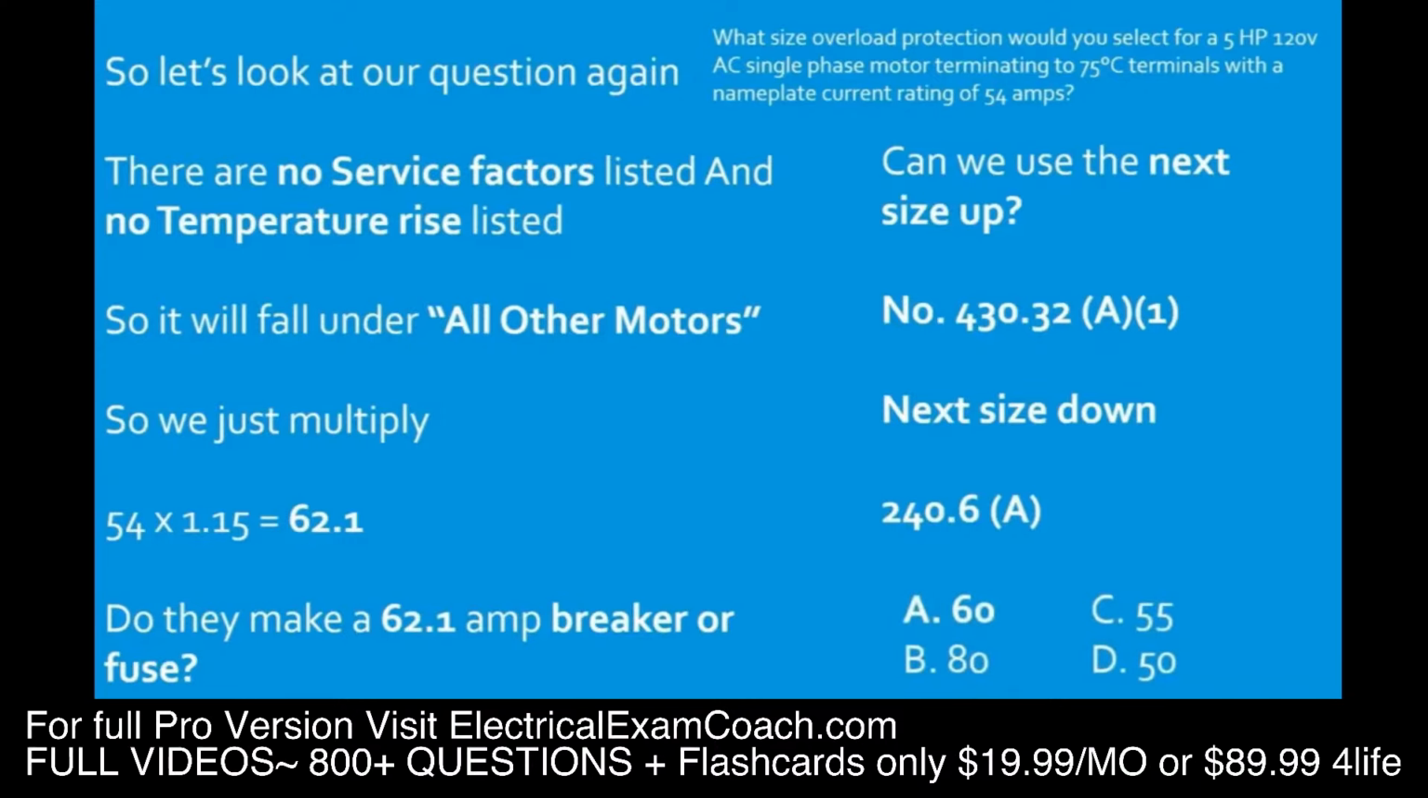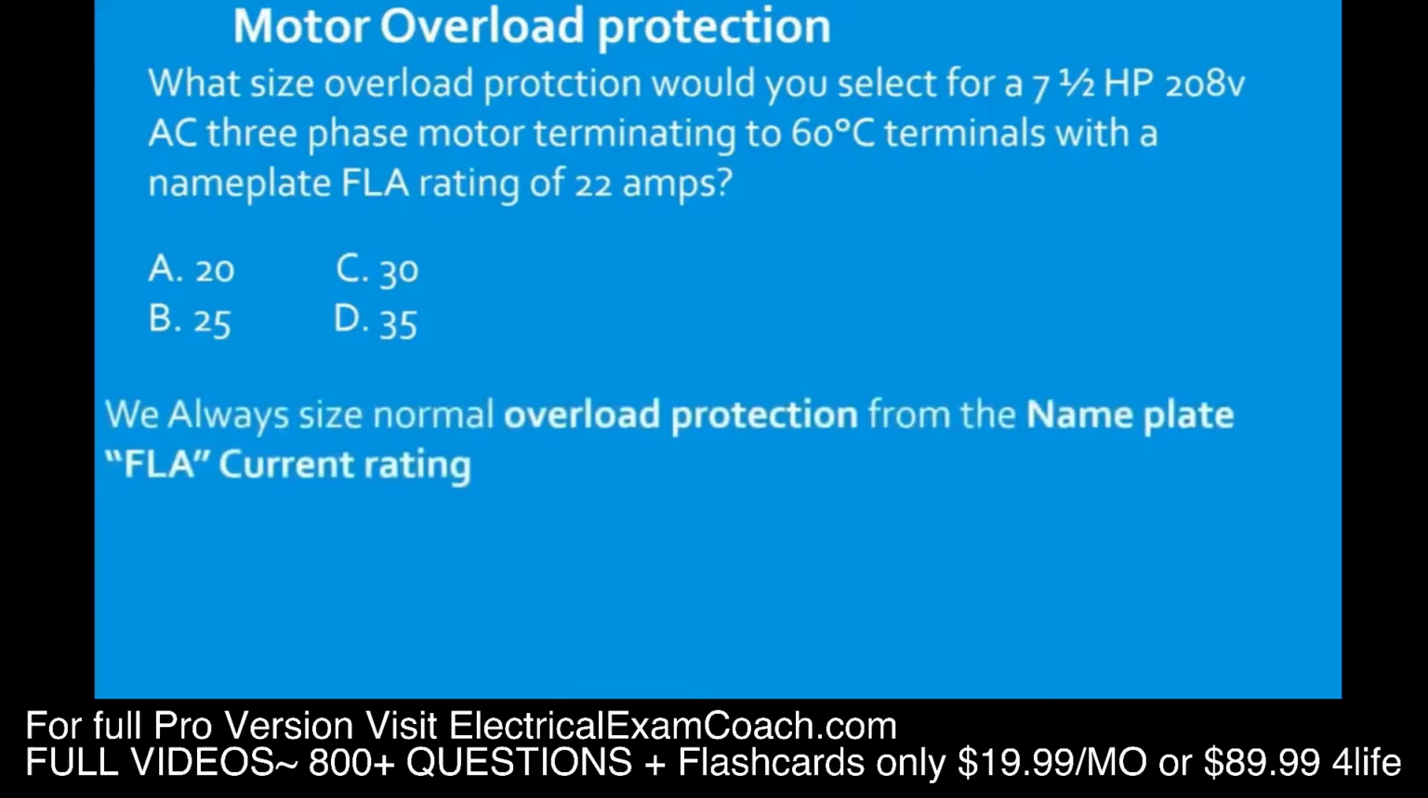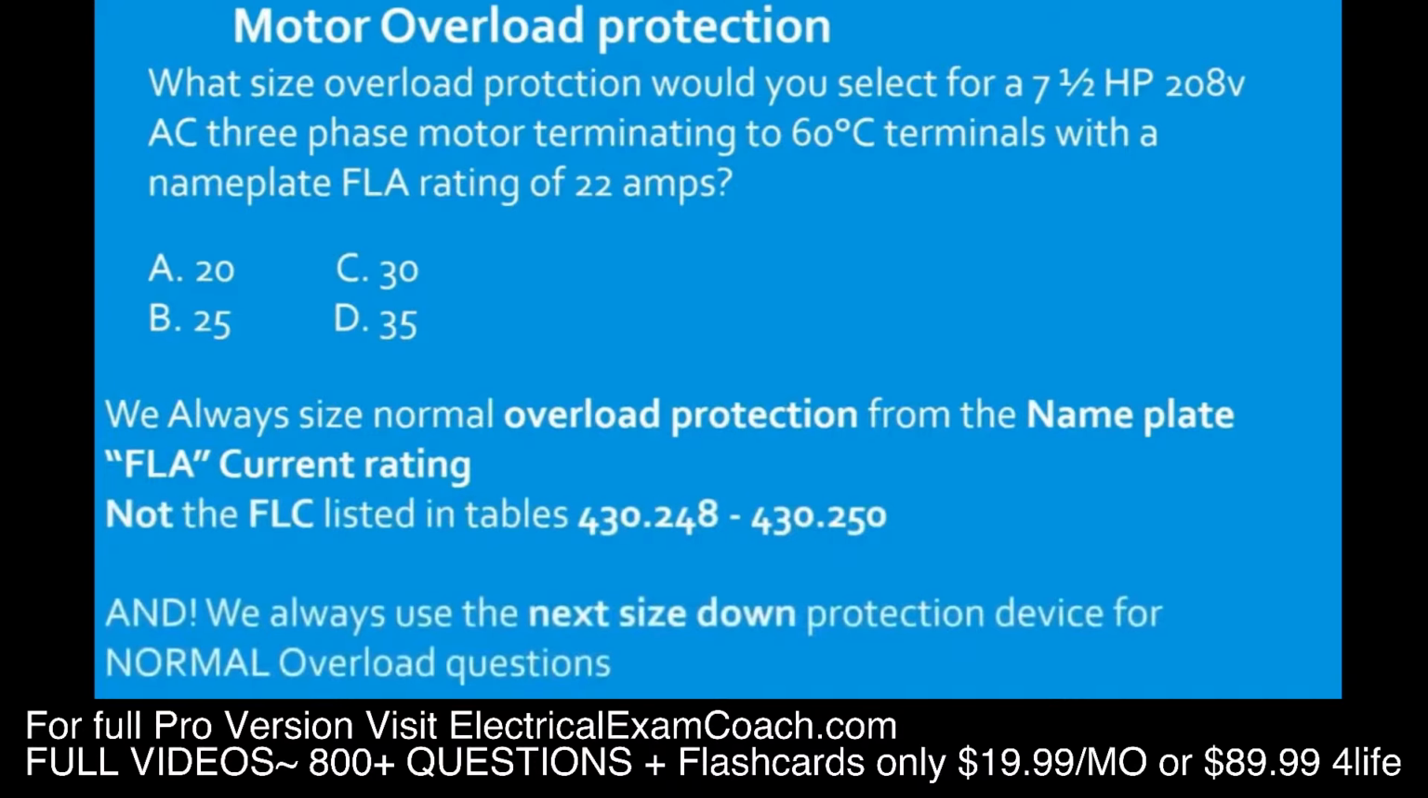Great job. What size motor overload protection would you select for a 7.5 horsepower, 208 volt AC 3-phase motor terminating to 60 degree C terminals with a nameplate FLA rating of 22 amps? Remember, we'll always size normal overload protection from the nameplate FLA rating, not the FLCs that are listed in those tables. Also, we have to remember to use the next size down protective device for normal overload questions.